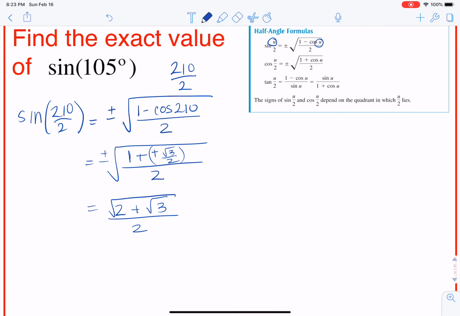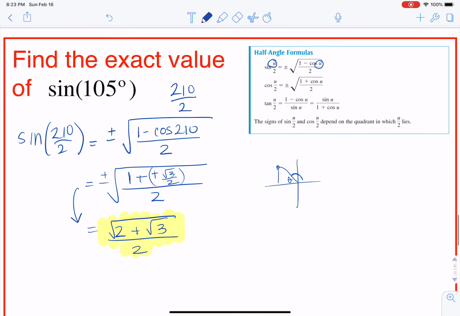And you'll notice that going from this step to this step, thinking about sine of 105, knowing that this angle, when we're talking about 105, lies in the second quadrant right here. So we're talking about the second quadrant. I know that sine is positive there, so I'm only looking for a positive answer. So this is the exact value of sine of 105.